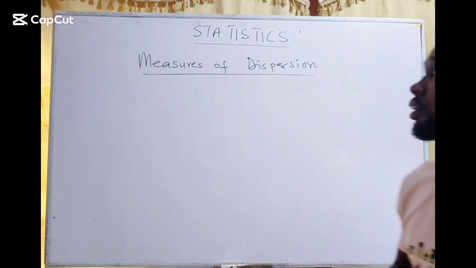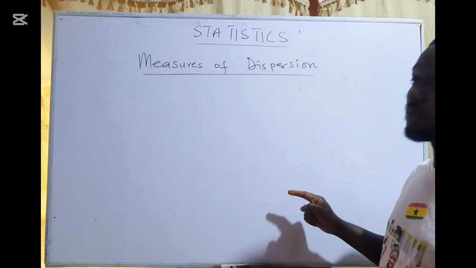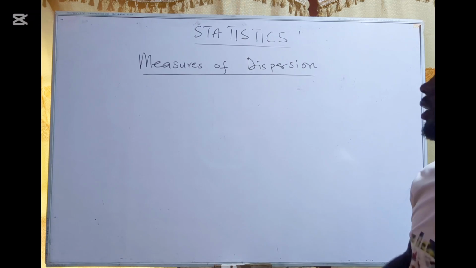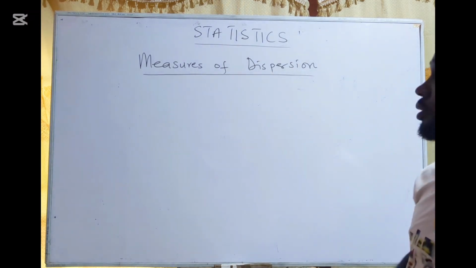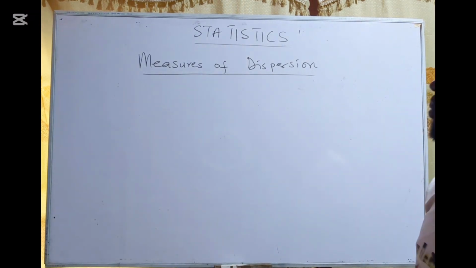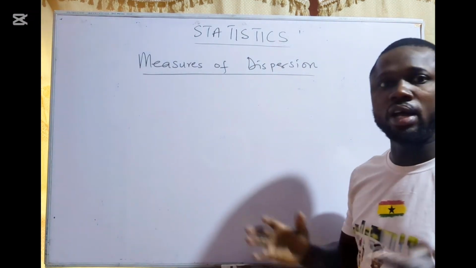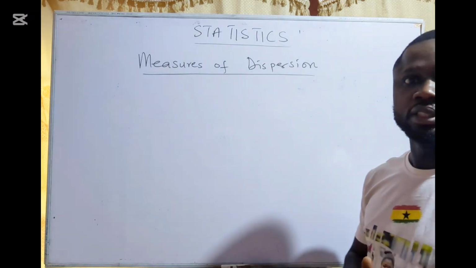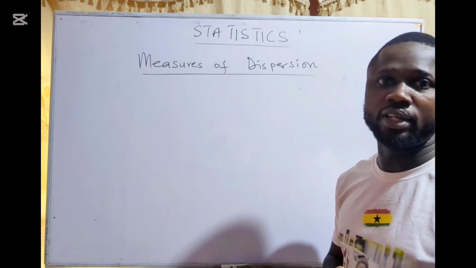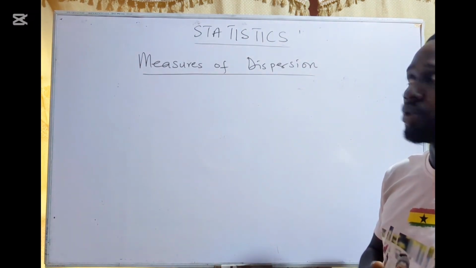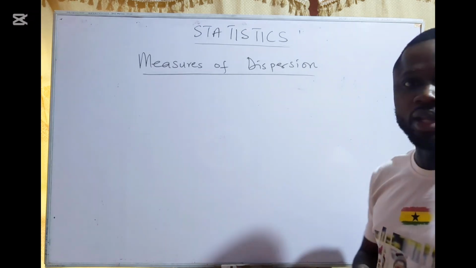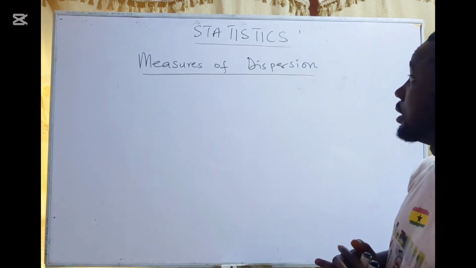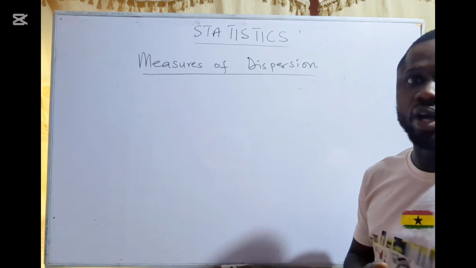Hello, welcome to our class on statistics. Today we are going to look at the measures of dispersion. Under the measures of dispersion, we look at how, given a data set, the data is far away from each other or close together, or how far away or close the data is to the mean, depending on the type of measure of dispersion we are looking at.